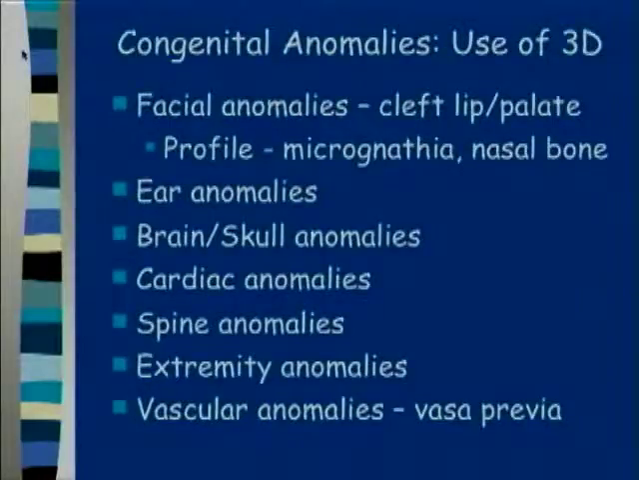So where do we use 3D ultrasound in evaluating congenital anomalies? Well, probably the most common referral that I get for 3D ultrasound is for facial anomalies such as cleft lip and palate. Yes, we do get them for other facial anomalies such as profile, like micrognathia. If you can't find the nasal bone, sometimes 3D can be really helpful to decide whether you do have a nasal bone there or not. We also use it for ear anomalies, so families that have prior children born with congenital syndromes that have ear anomalies, 3D is really much more helpful, I believe, than 2D ultrasound.